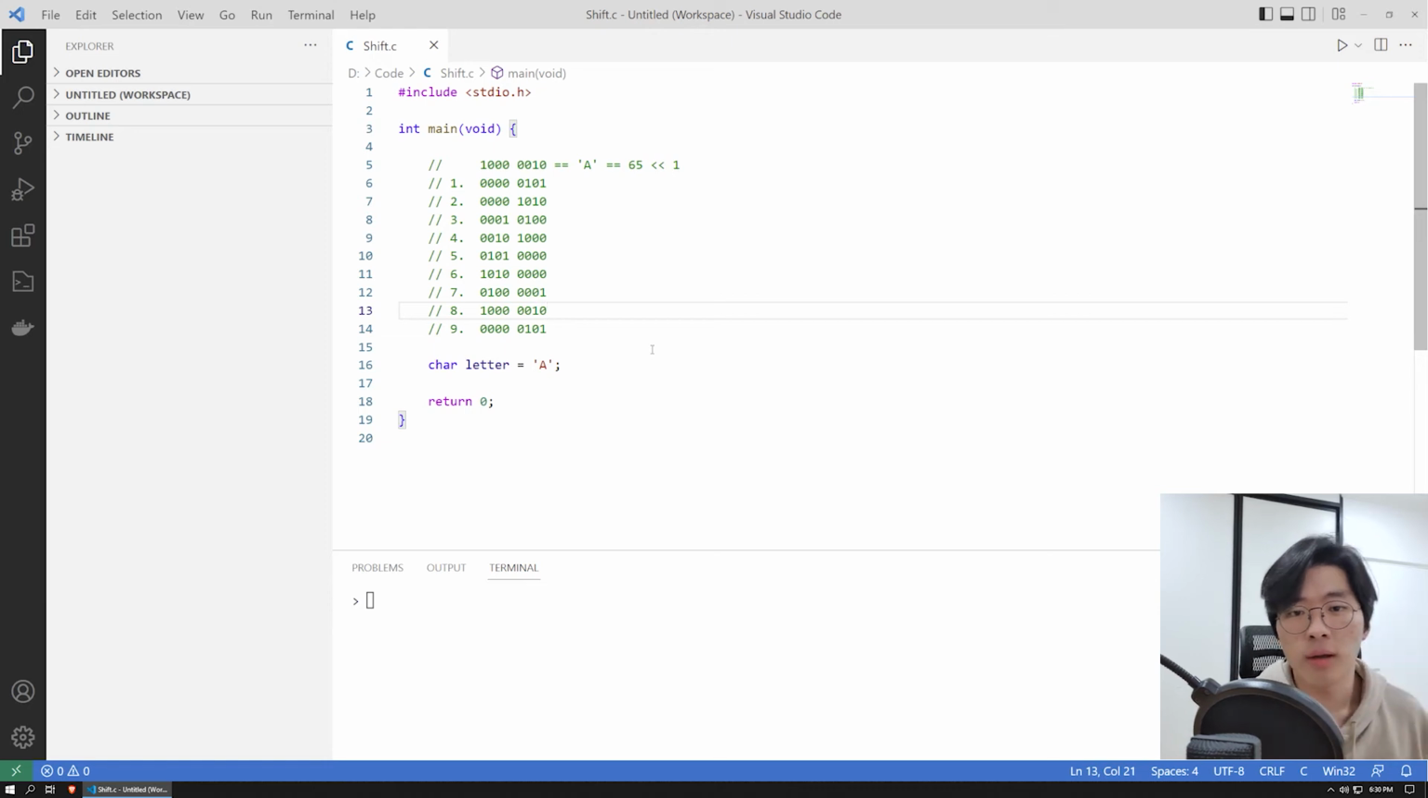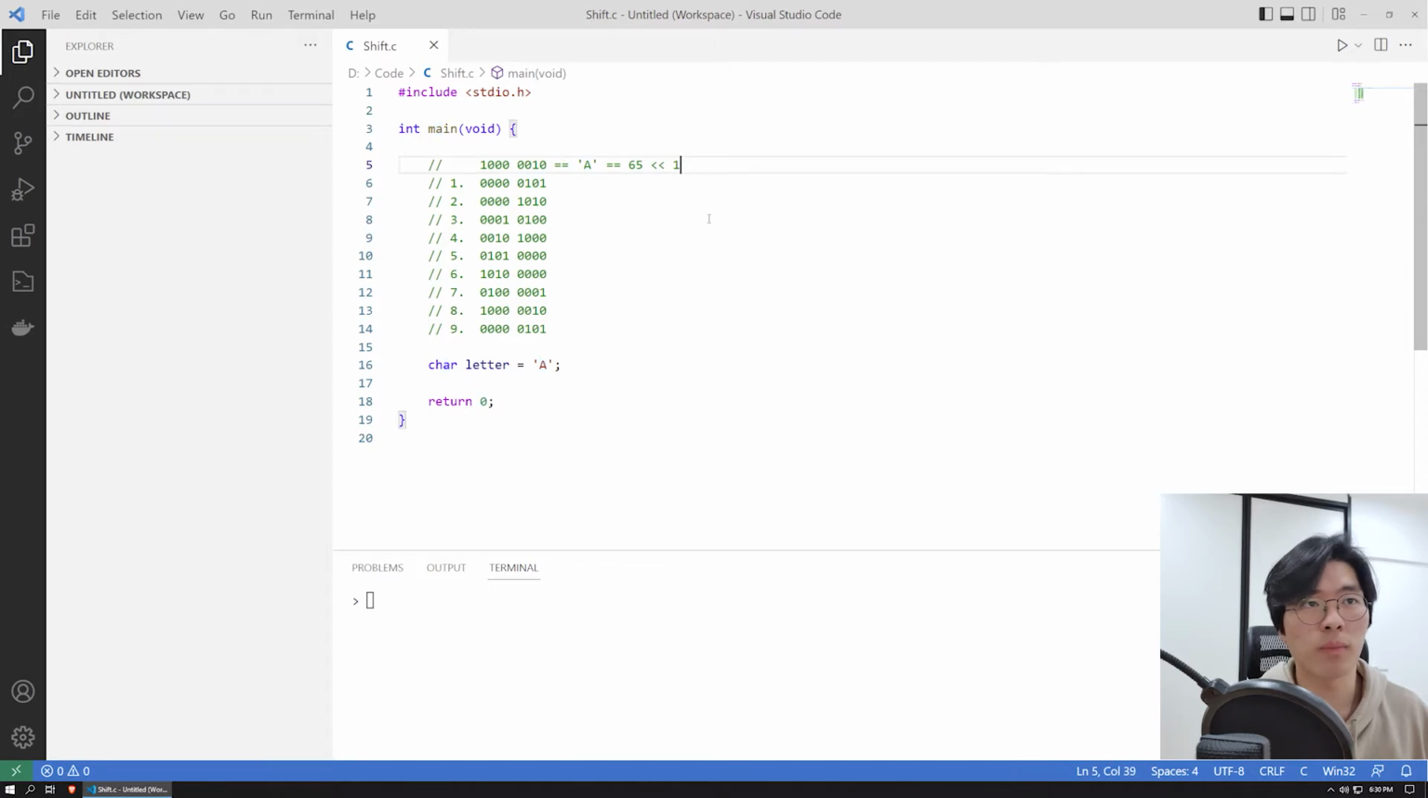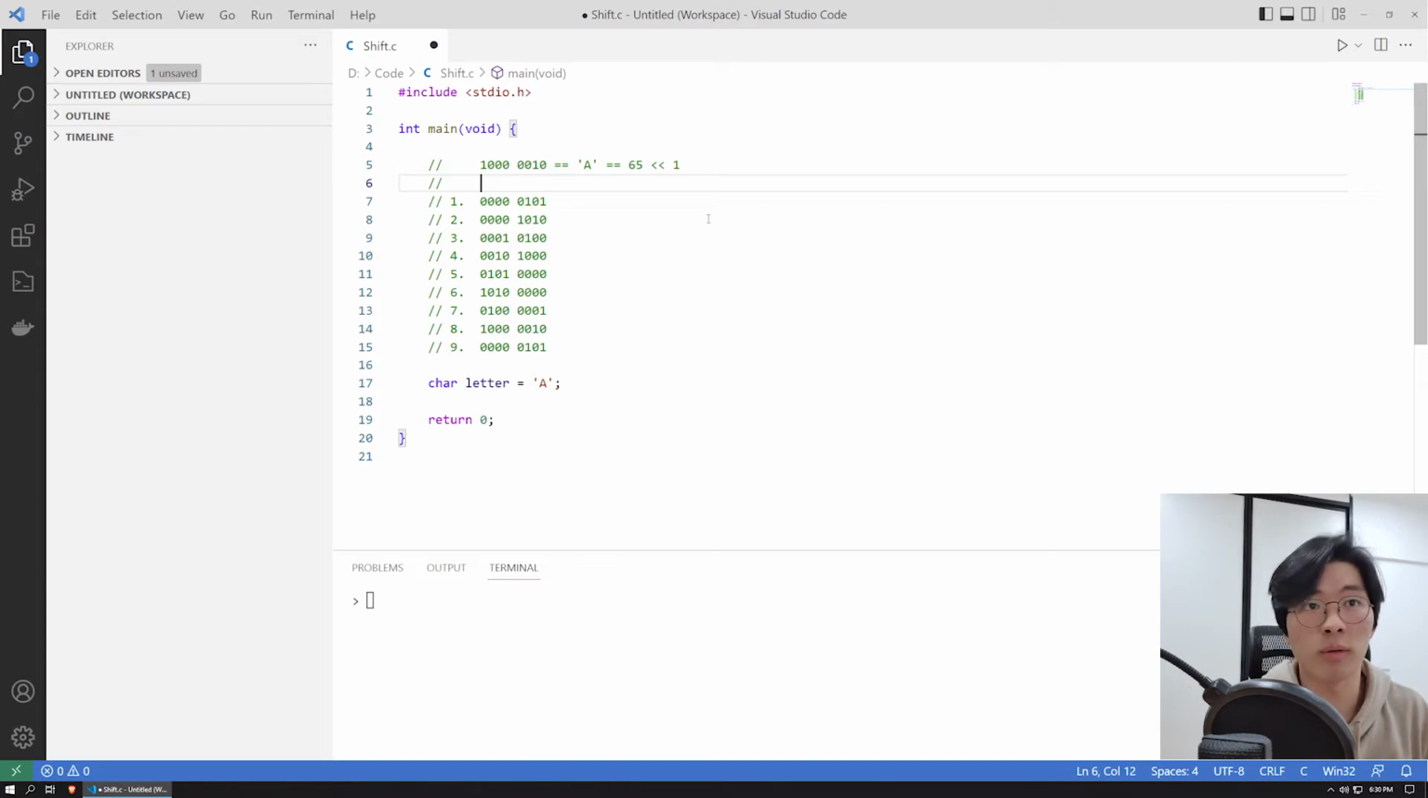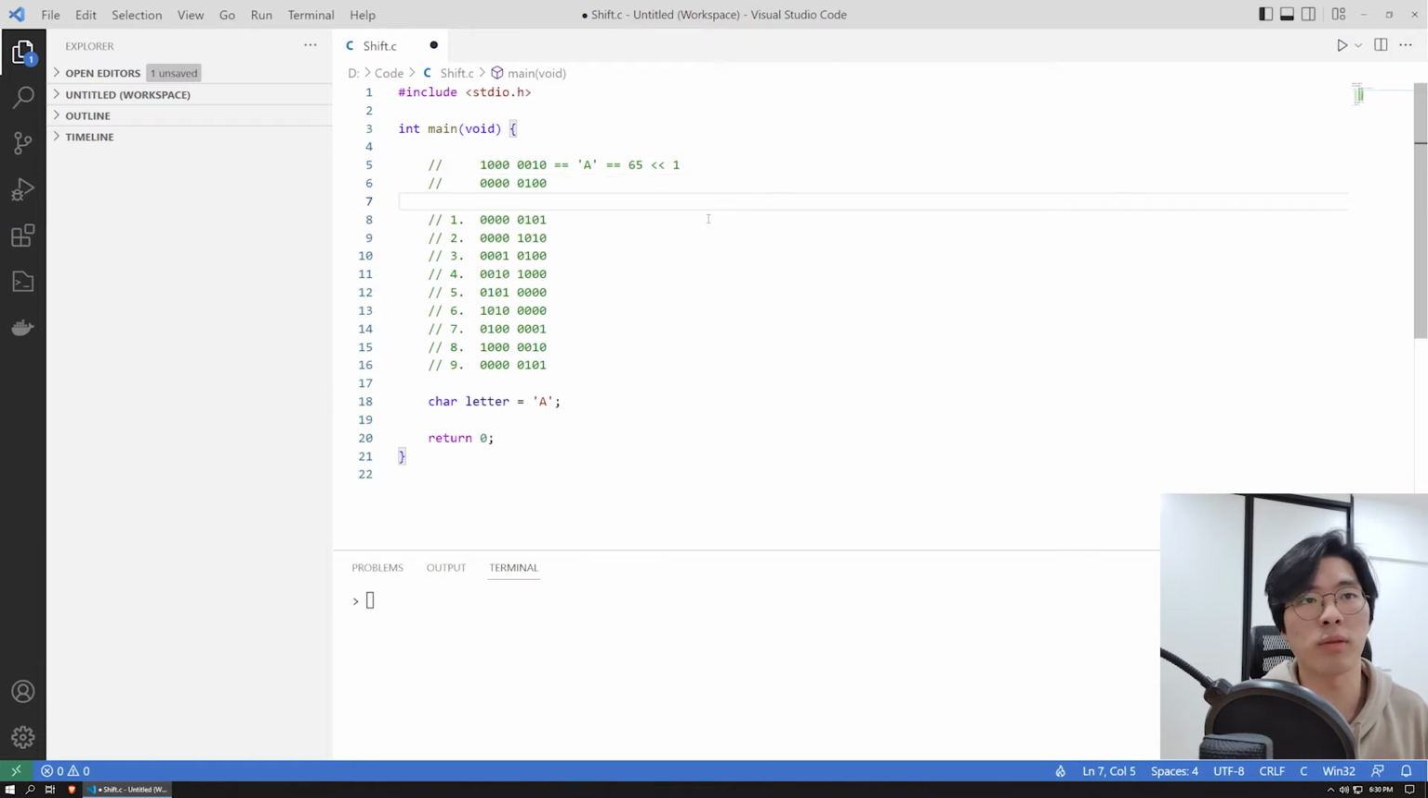Hi everyone. In this video, I am going to show you how you can do a cyclic left shift in bitwise operations. Here I have the capital letter A. Now, if we left shift this by just 1, it should give us these combinations of bits. Now, what we want to do is a cyclic left shift.